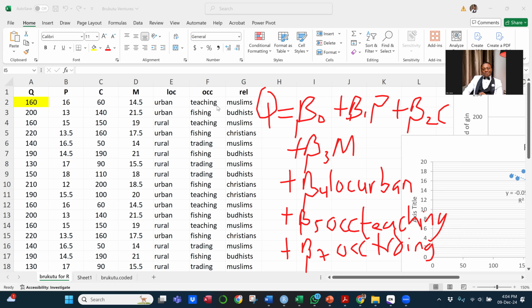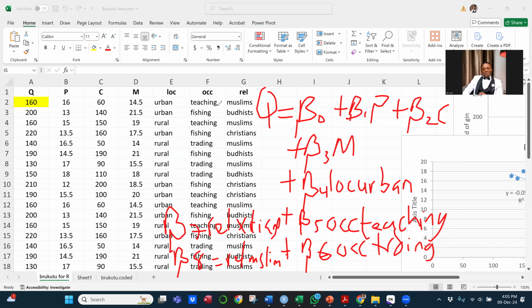That leaves us with the next one. Oh, in fact, this one is not beta 7, it's beta 6. So the next one will be beta 7, and that will be religion Christians. And then the last one is beta 8, and the next religion I choose to select is religion Muslims.